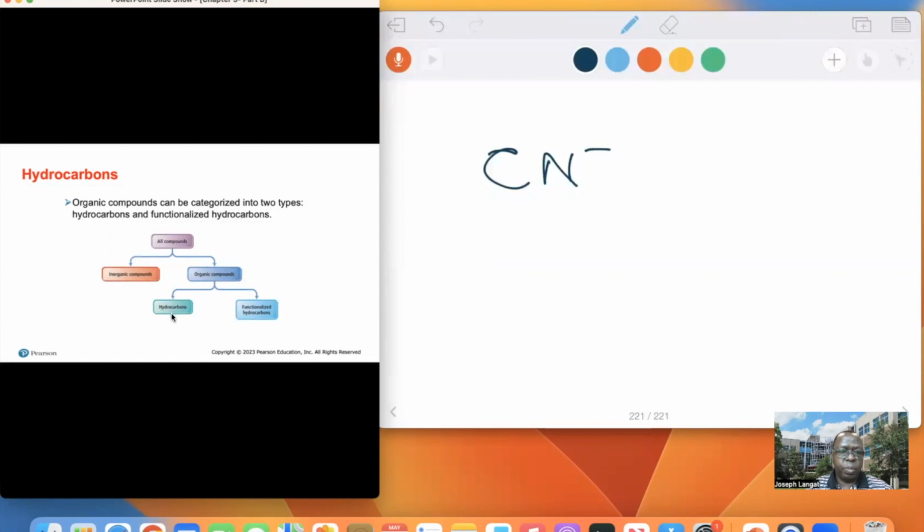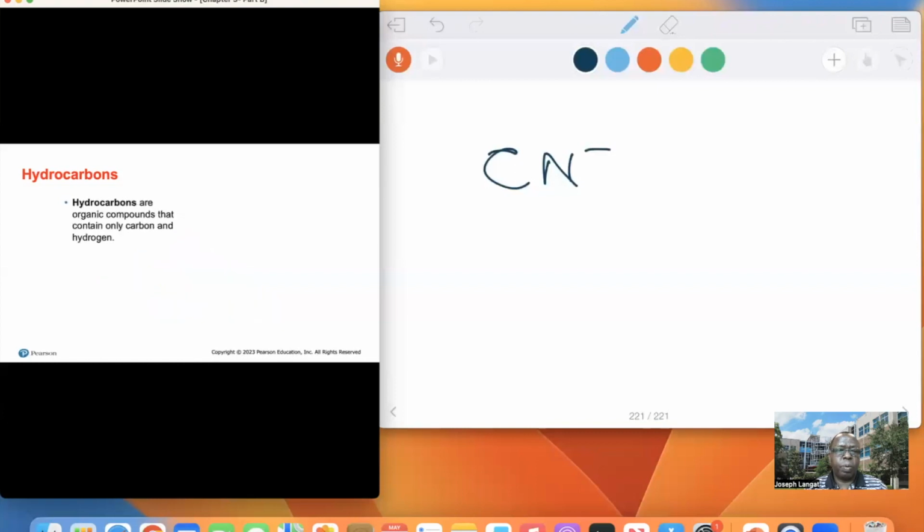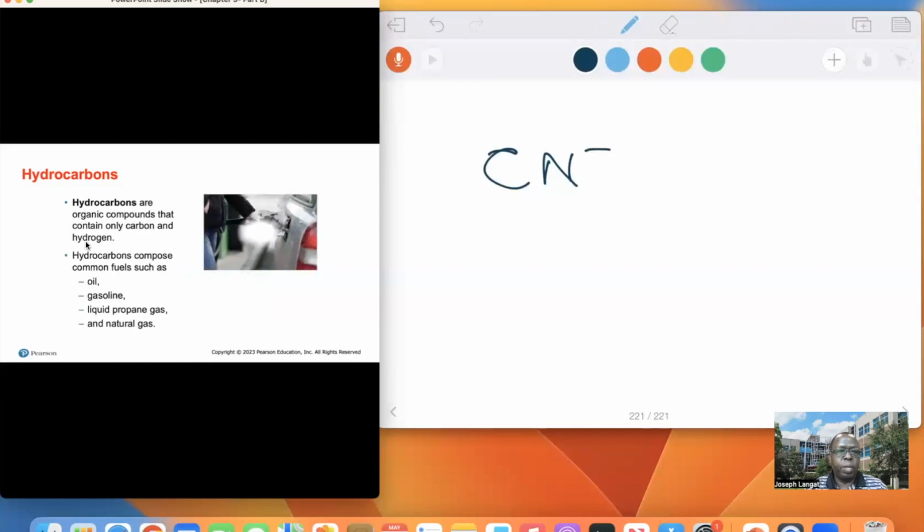There is hydrocarbon, which contains hydrogen and carbon. This is a class of compounds with only 2 elements, hydrogen and carbon. But with functionalized hydrocarbons, there is a functional group such as alcohol. We'll see that momentarily. Let's look at hydrocarbons. These are compounds that contain 2 things, carbon and hydrogen. So know what hydrocarbons are.